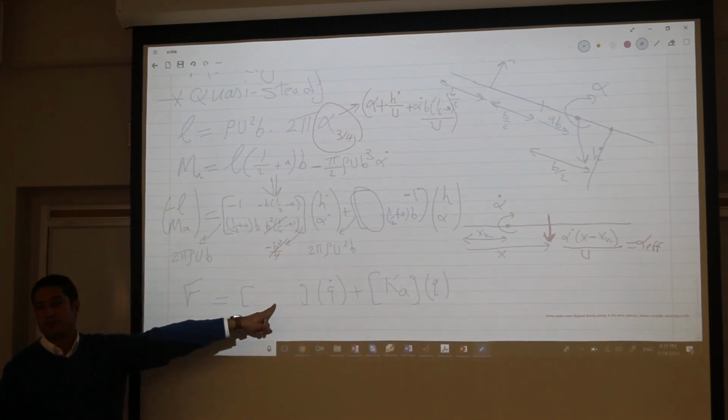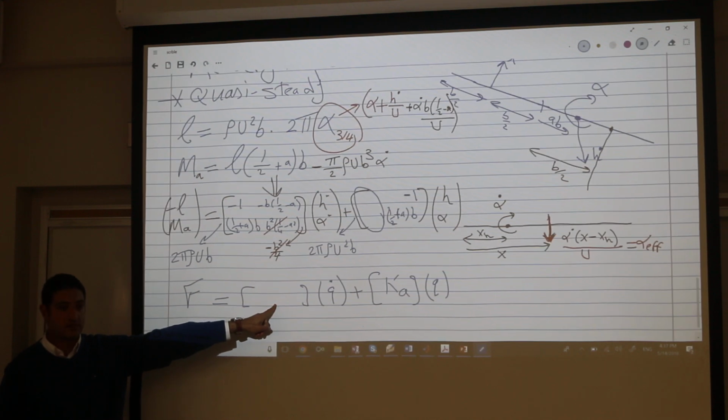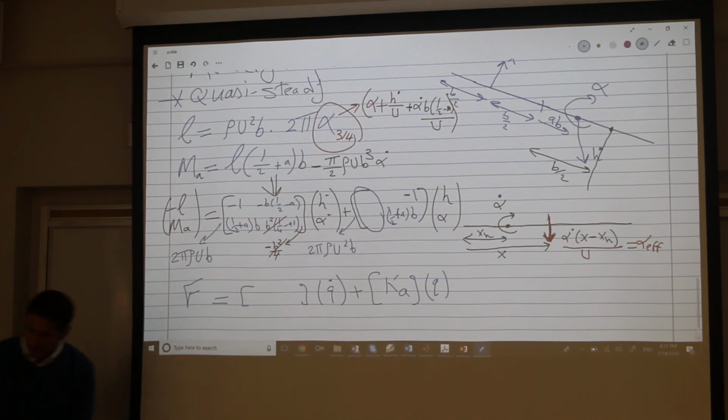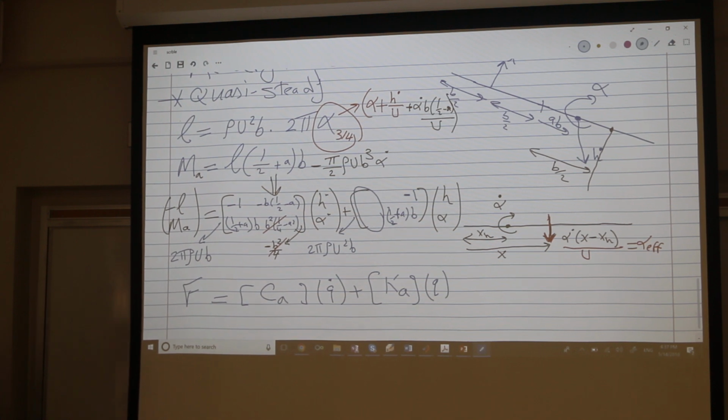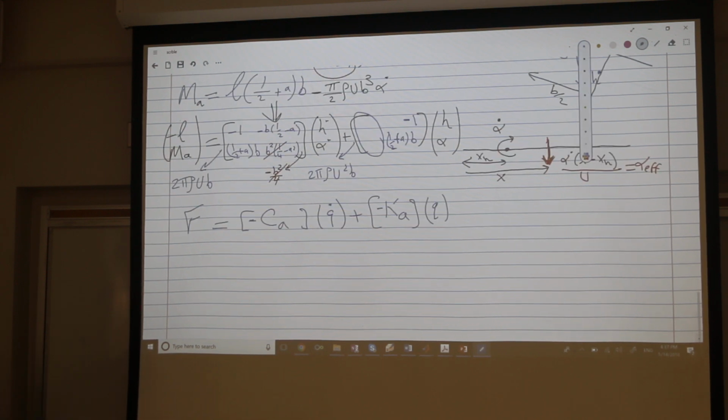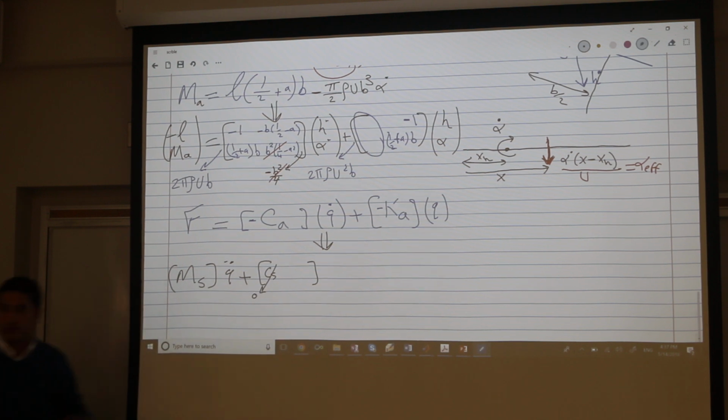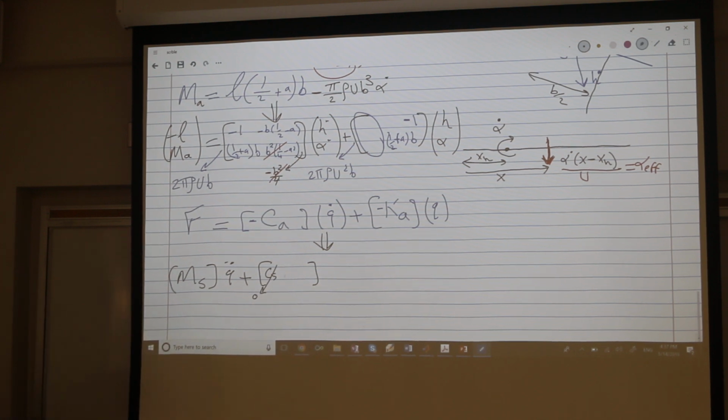And what do you call this term? Proportion to velocity? Damping. Very good. So this is C aerodynamic. And because they need to go to the left-hand side, I will just have this as negative and negative. So my full equations are now, remember we have mass structure times Q double dot plus, there was no C structure, you may assume some structural damping, but we did not assume any structural damping. Now we have added to it the C aerodynamic coming from the right-hand side.